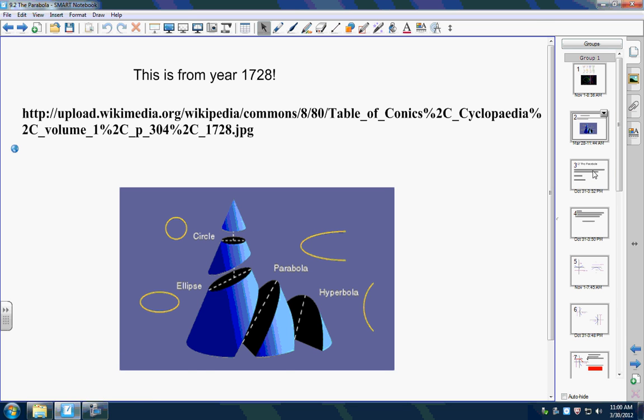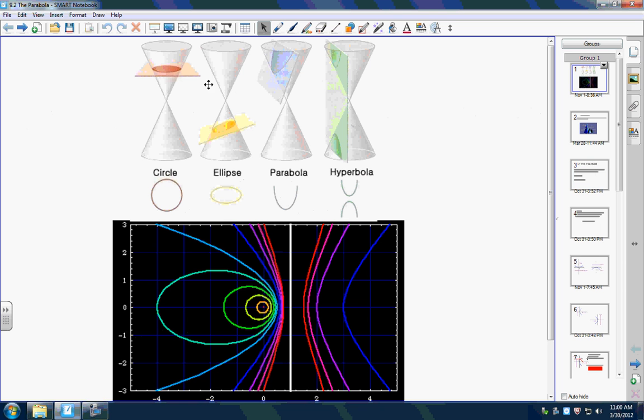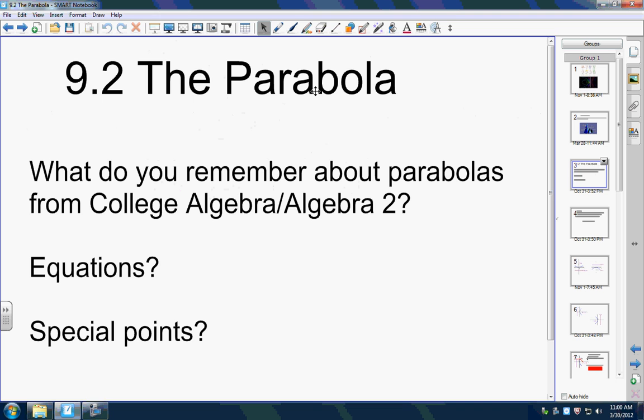First shape we're going to look at is the parabola. Section 9.1 basically just takes you through this picture here, and that's it. So we'll start here with 9.2, and it's a parabola.